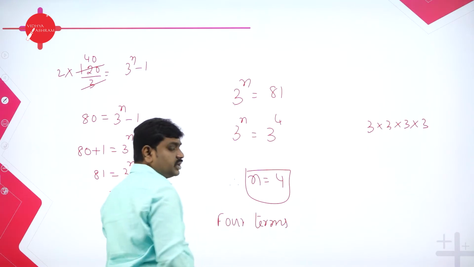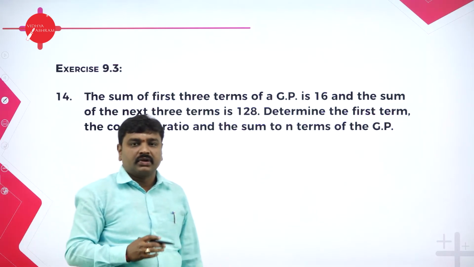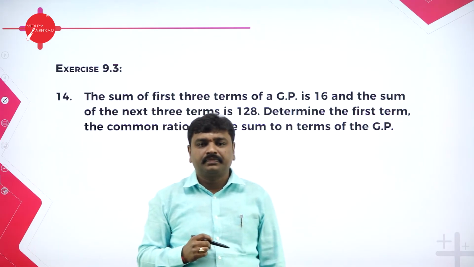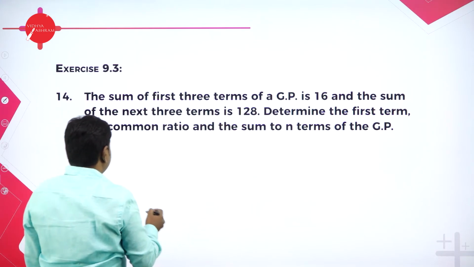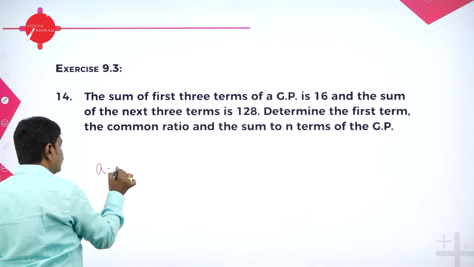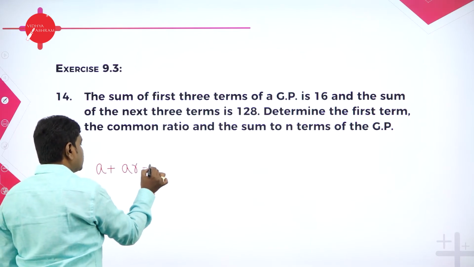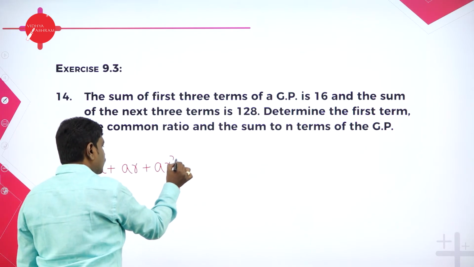Add 4 terms, you'll get 120. Okay. So now we'll go to the 14th problem. Sum of first 3 terms of GP is 16. First 3 terms means what? A. Next term is A into R. Next term is A into R into R, AR square.